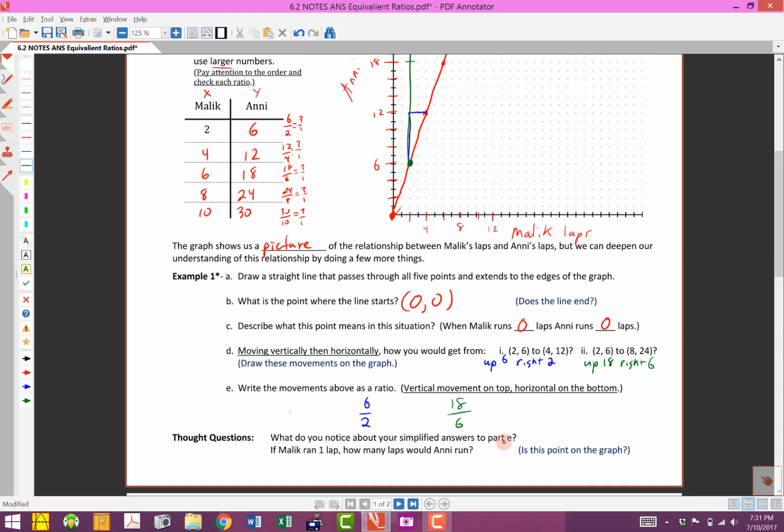What do you notice about the simplified answers to part E? So let's go ahead and simplify each one of these. So if we simplify this, this would be 3 over 1. And if we simplify the other one, that would be 3 over 1.